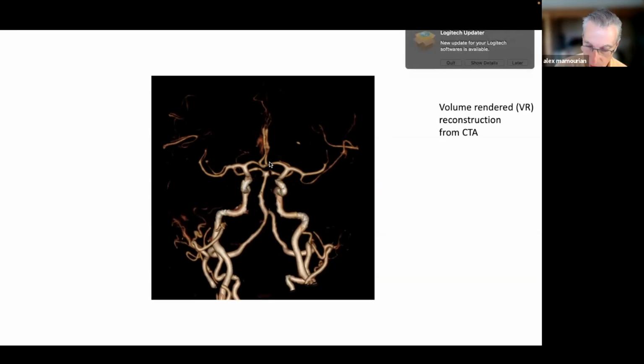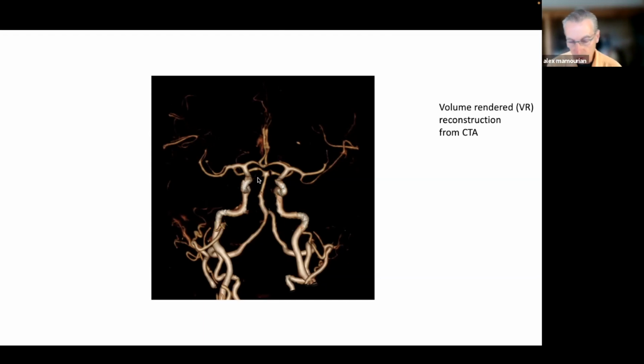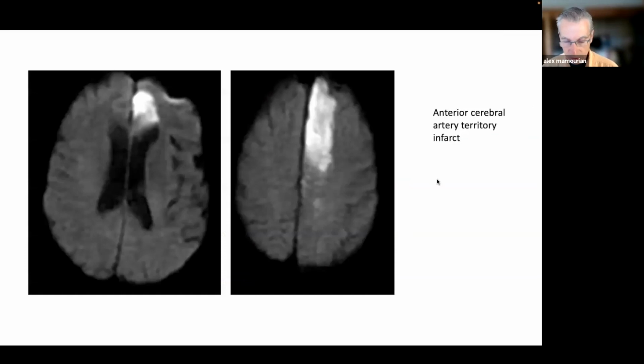The A1 segment comes across. We see the A2 segments coming up. This is the bridging anterior communicating artery. Here's the V4 segment of the vertebral artery, the confluence, basilar artery, and posterior cerebral arteries. You don't see very well on this reconstruction, but the superior cerebellar will come off in this fashion. So kind of a quick overview, and I just wanted to give you a sampling of some of the technology and the way we look at the vasculature. So let's look at some specific vascular territories.